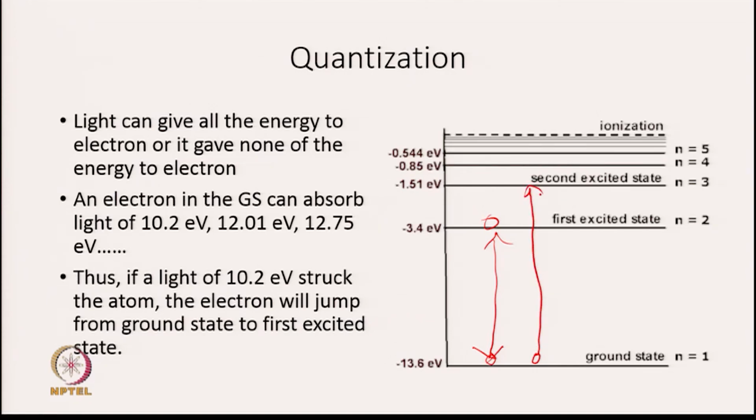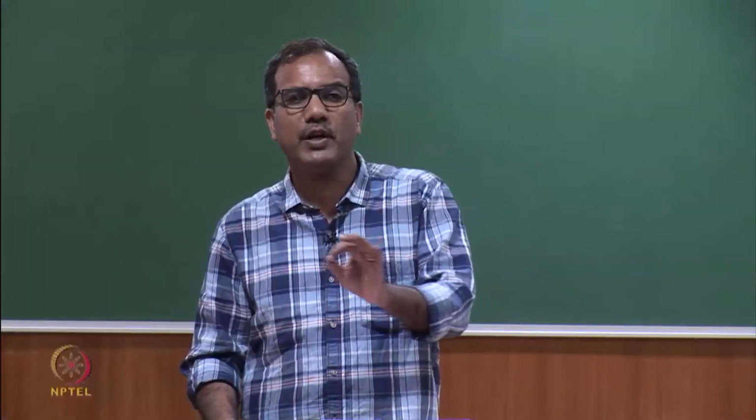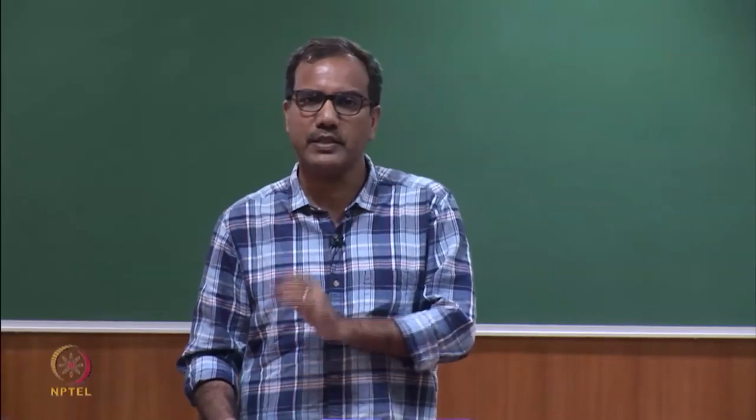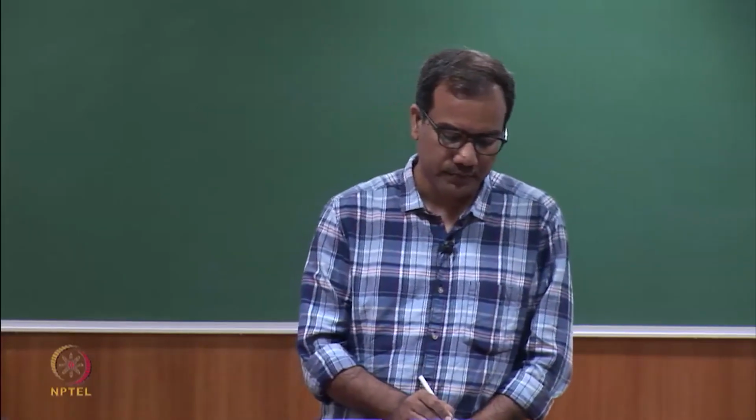It cannot absorb energy, for example, here in between, like 5.1 electron volt. It cannot absorb that because it cannot have energy equal to minus 13.6 electron volt plus 5.1 electron volt. It cannot have that energy, and that is what we mean by quantization. So, if light of 10.2 electron volt strikes the atom, the electron will jump from the ground state to the first excited state.